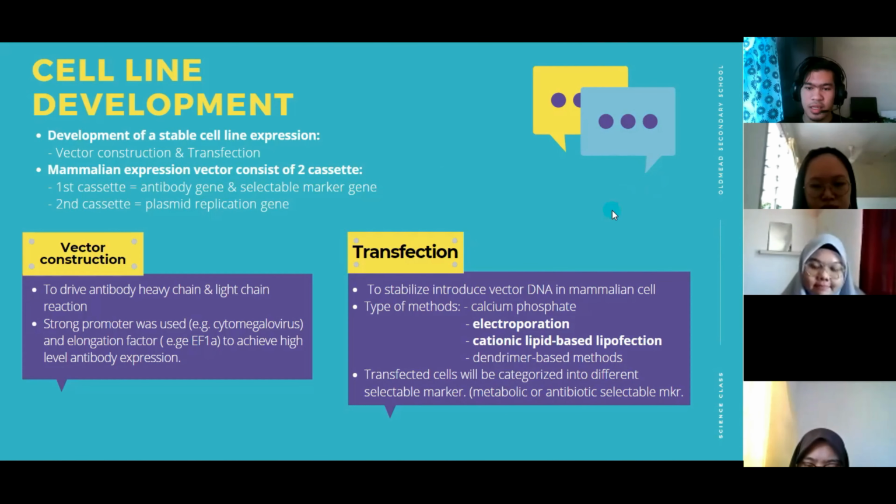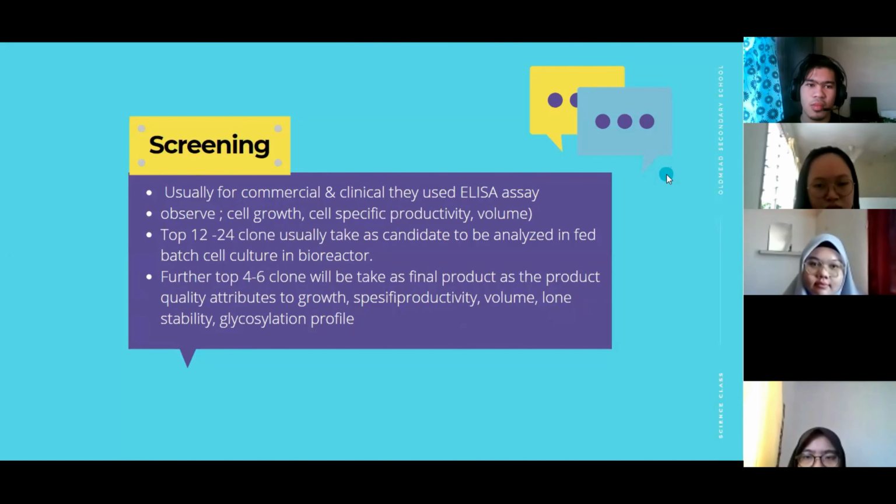And the transfected cell will be categorized into the different selectable markers, which is two. The first one will be the metabolic selectable marker and the antibiotic selectable marker. Okay, next slide.